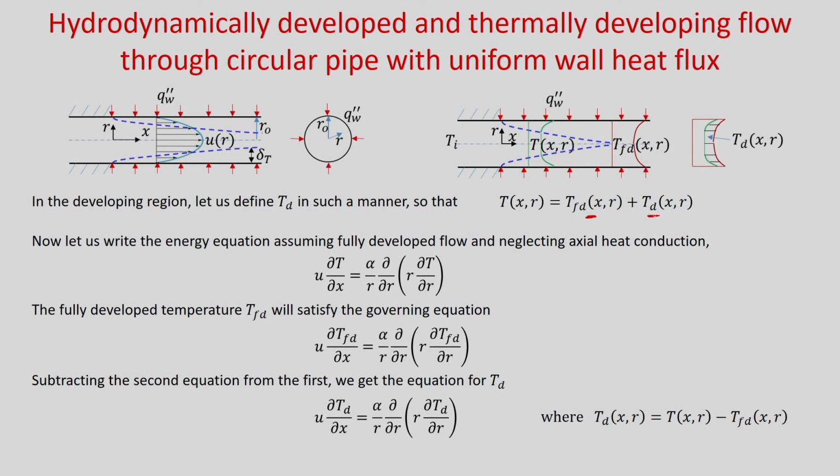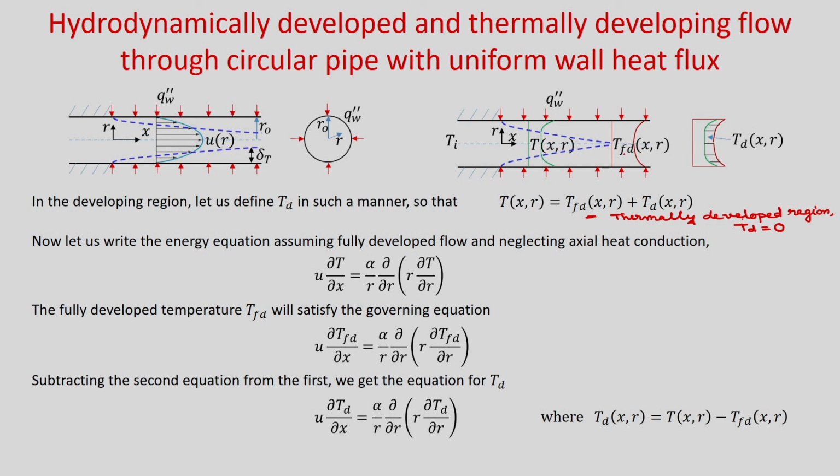So, we will consider Td only in the developing region, and in the thermally fully developed region this Td will be 0, okay. So, we are defining Td in that way. So, you see we need to find T which is valid in the thermally developing region and the thermally developed region.